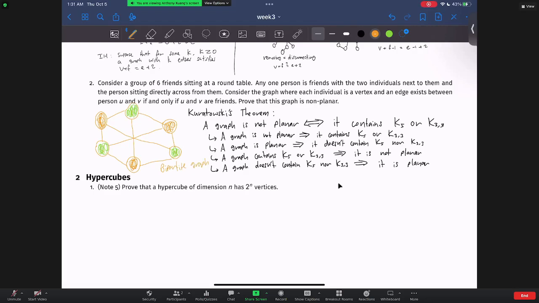Also, each vertex has 3 edges, so the maximal number of edges is hit in a bipartite graph. And this means that this is actually a complete bipartite graph with 3 vertices in one group and 3 vertices in the second group. So because the graph contains K33, that means that it is not planar. So that's the solution to this problem.